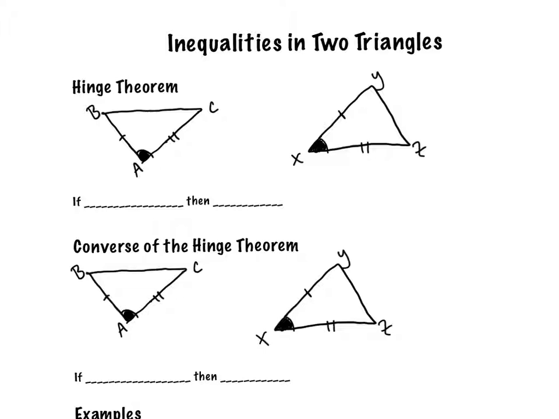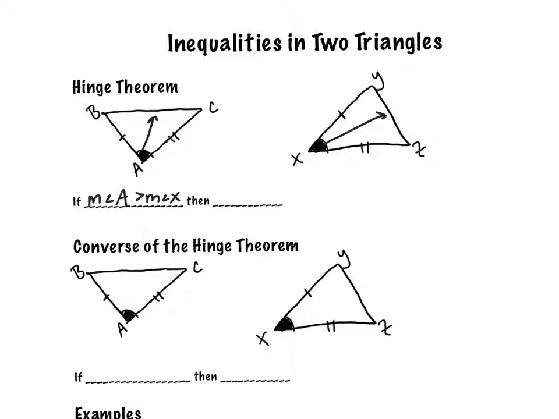So the idea with this is that I have two triangles with two pairs of congruent sides, right? I have those two pairs of congruent sides, but these angles, angle A, the included angle, and angle X, are not congruent. So if the measure of angle A is greater than the measure of angle X, that tells me something about the sides that are opposite those angles. Opposite of A is BC, opposite of X is YZ.